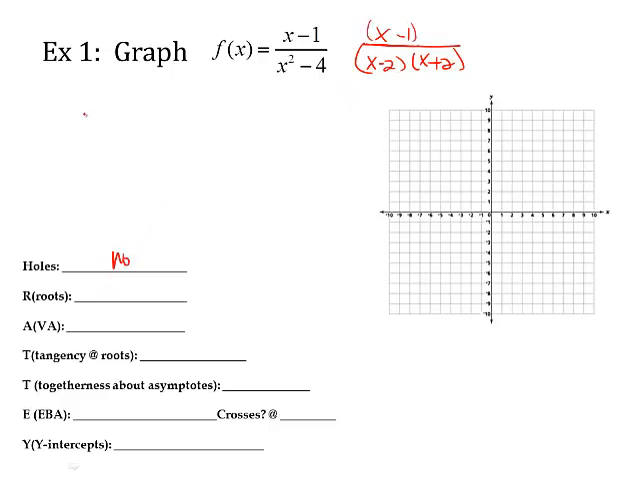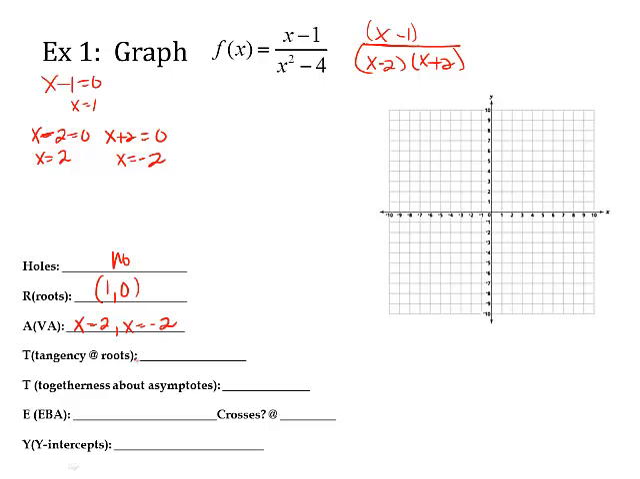Okay, what are the roots? Well, you set the top equal to 0 and solve it for x. That makes x equal to 1, so it's a point (1, 0). A is for asymptotes. So you set each factor in the bottom equal to 0: x minus 2 equals 0, x plus 2 equals 0. So this one is x equals 2, and this is x equals negative 2. So I have two vertical asymptotes.